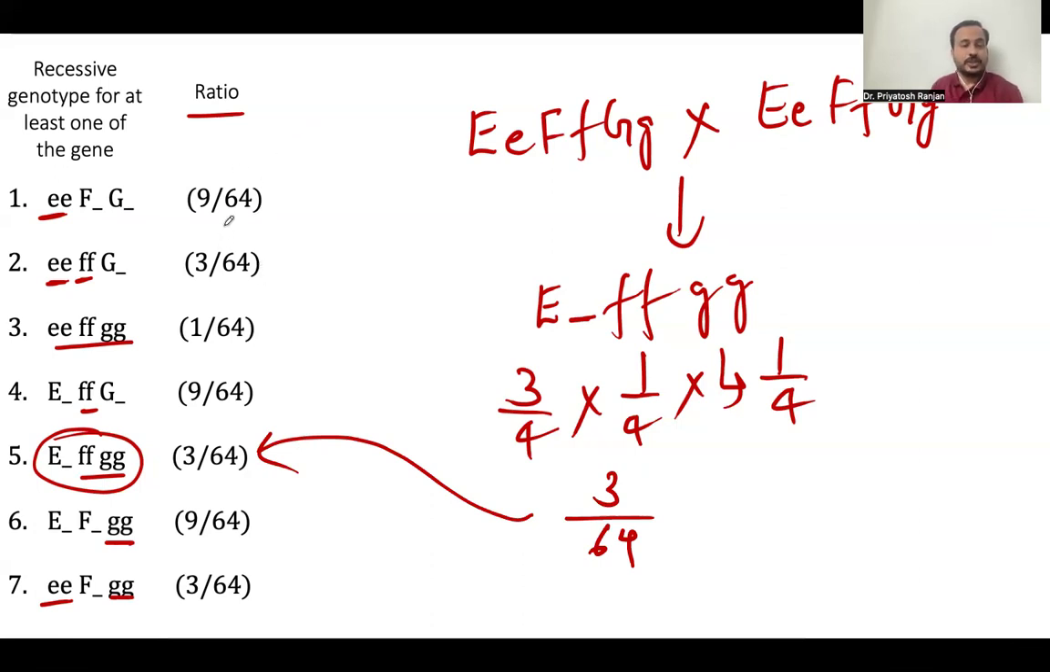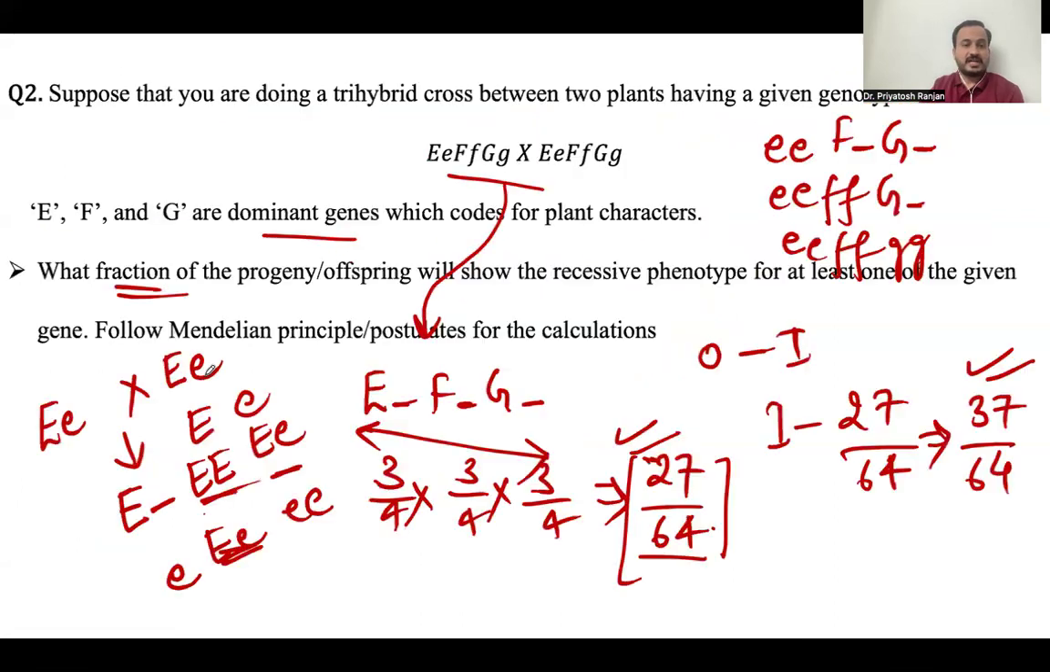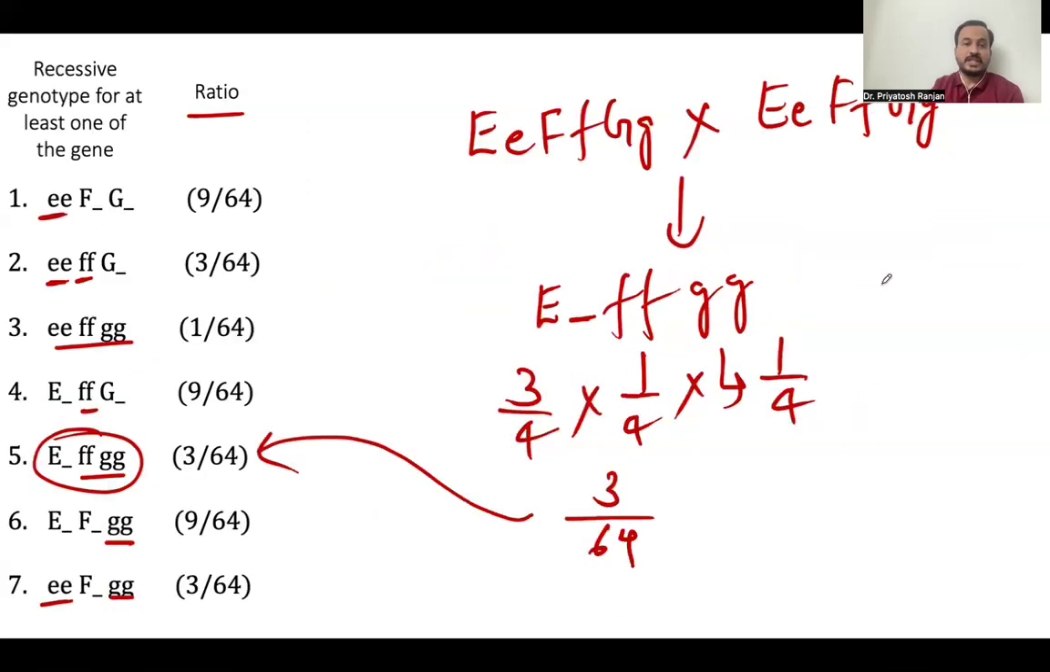Finally, at the end, what you need to do is add everything, because what has been asked in the question is, what fraction of the progeny will show the recessive phenotype for at least one of the given genes. So what I need to apply here is the law of addition. These are the possible ones. Could be this one, or this one, or this one, or this one.